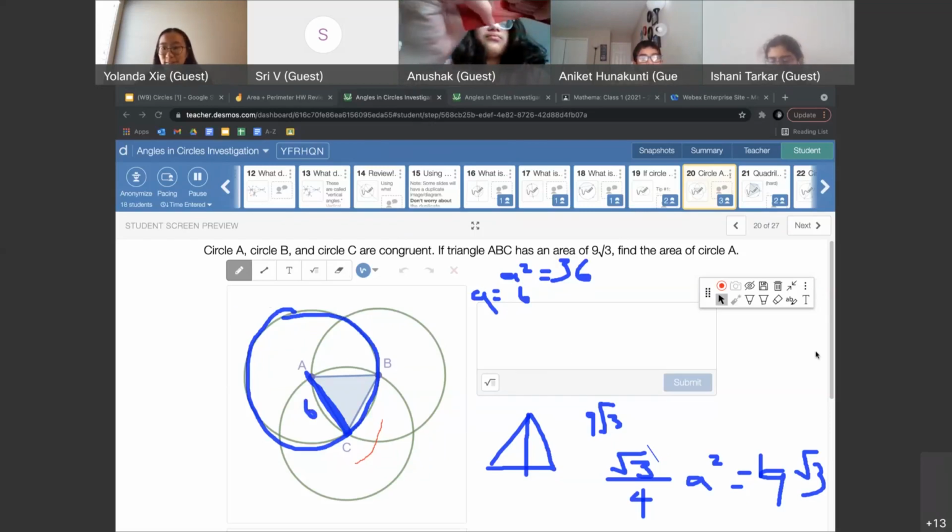What is the area? All right, everyone, if you want to unmute and say. Wait, what did you say again? The radius of circle A is 6. So what is the area going to be? I think the area is 36 pi.